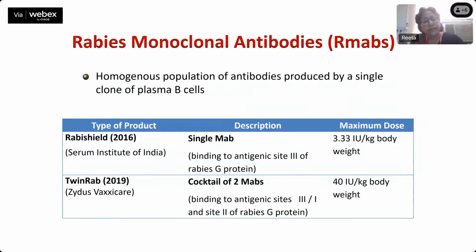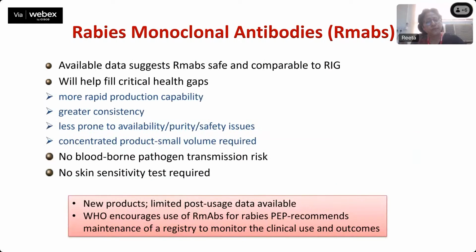Recently, there have been monoclonal antibodies which are launched for the first time in India, anywhere in the world. There are two products, Rabies Shield and Twinrab, which were released in 2016 and 2019. The doses of these are given here. Next slide, please. Now, these have the advantages that they are not serum derived products and therefore the risk of transmitting any infection is nil.